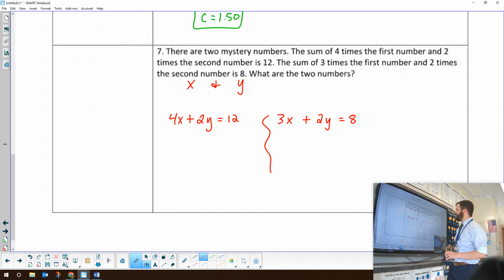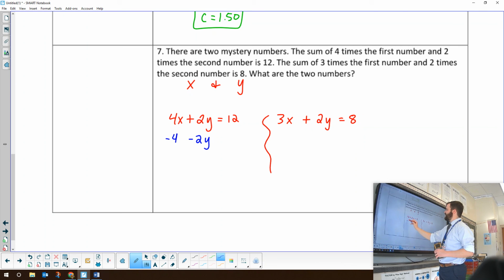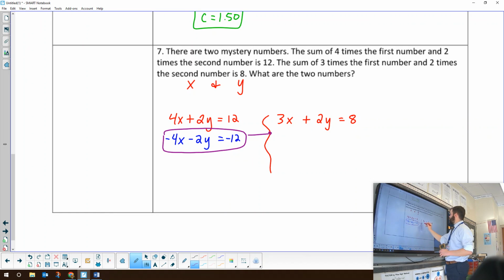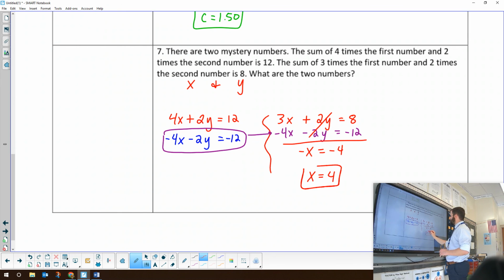Well, guys, this one couldn't be easier. Check this out. We have a 2 here. I can change that to a negative 2. If I change that, that's going to be negative 4x, negative 12. Then I can just take this, rewrite it right here. And we'll go negative 4x minus 2y equals negative 12. I can just add these real quick. Those will cancel. We'll get negative x equals negative 4. Divide both sides by negative 1, and we get x equals positive 4.